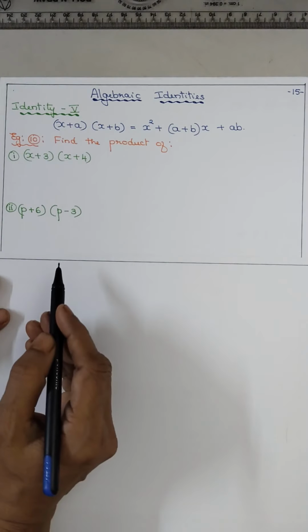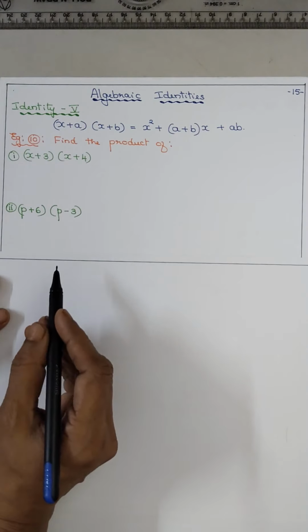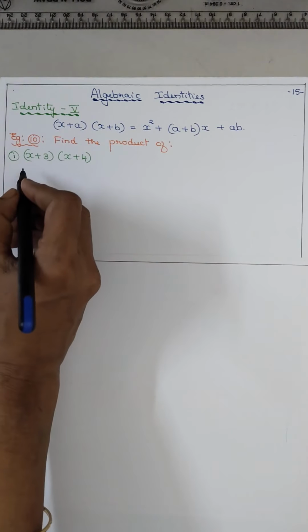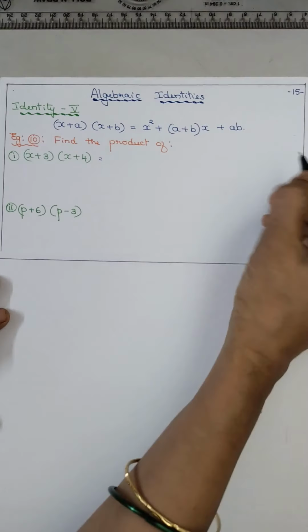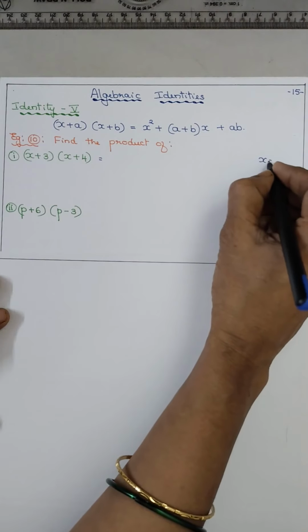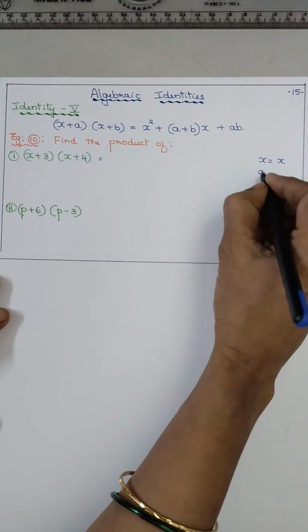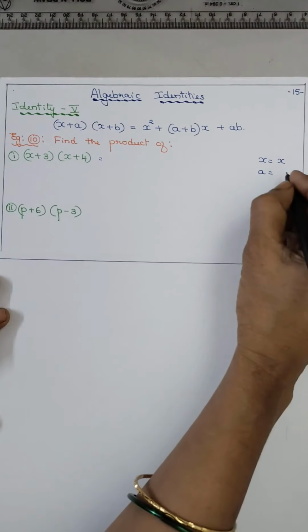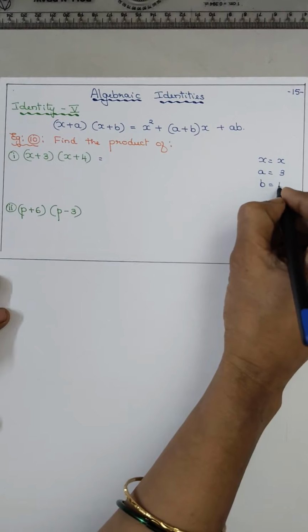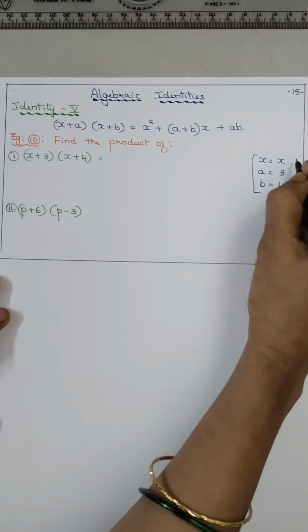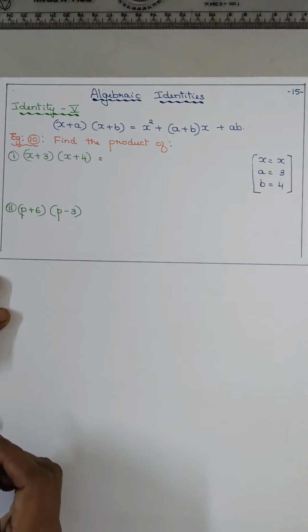Already it is written, I am not writing it again. Okay. So what is the identity? What is the answer? X square. So first you write x is equal to x, a is equal to 3, b is equal to 4. So this you write it on the right hand side.